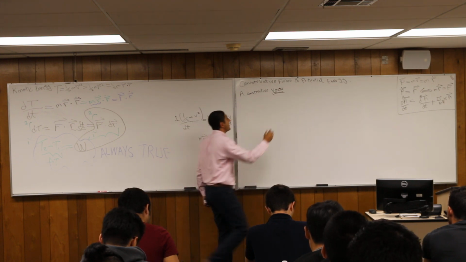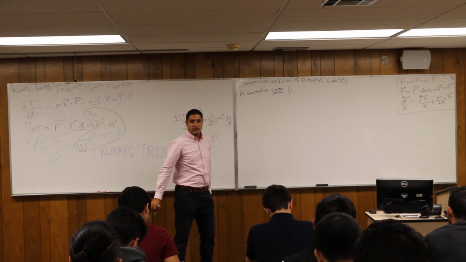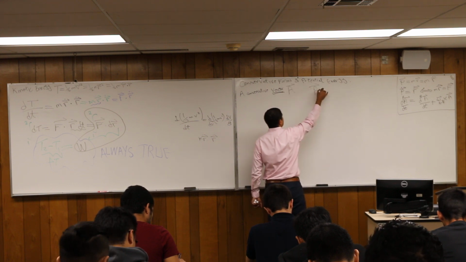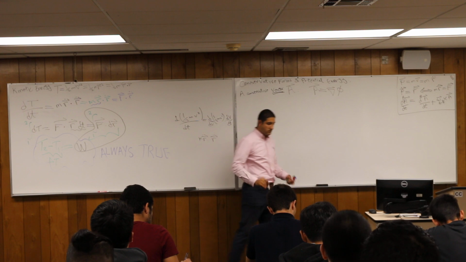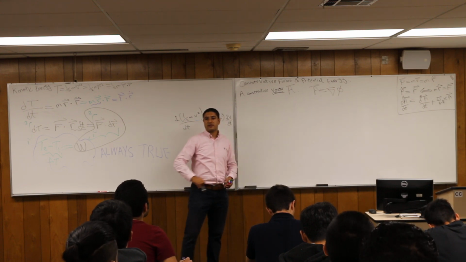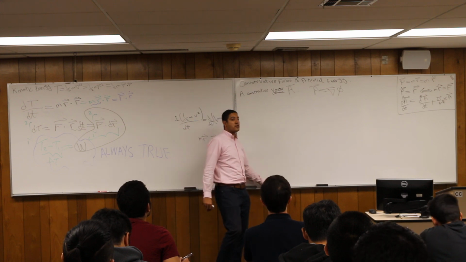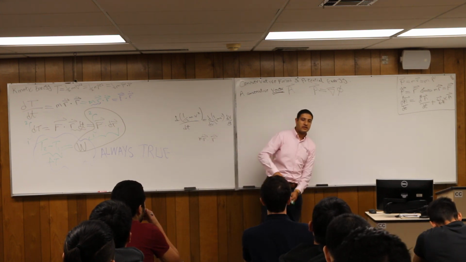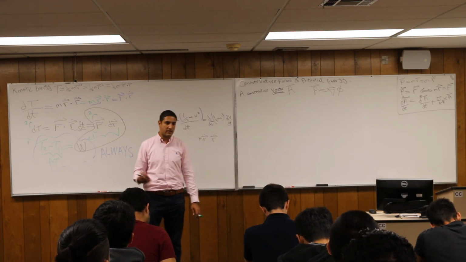A conservative vector A is such that A, which is a vector, can be written as the gradient of a scalar function phi. Anybody doesn't know the gradient? You should have taken it in 200A. Simply, partial x of the quantity in the i direction, partial y in the j direction, partial z in the k direction. Okay?